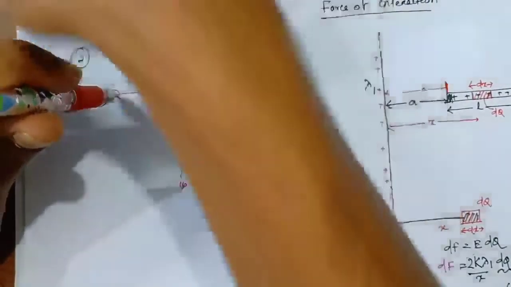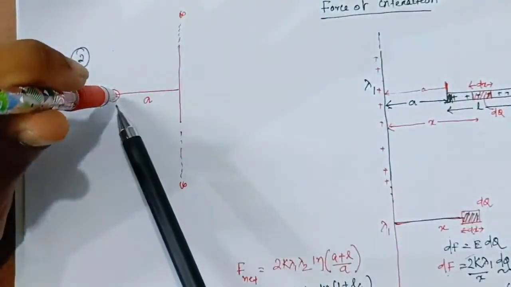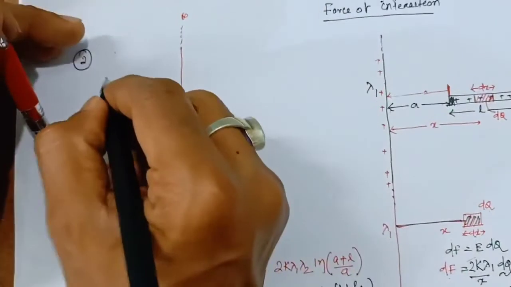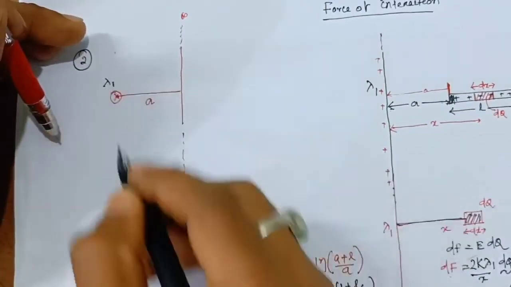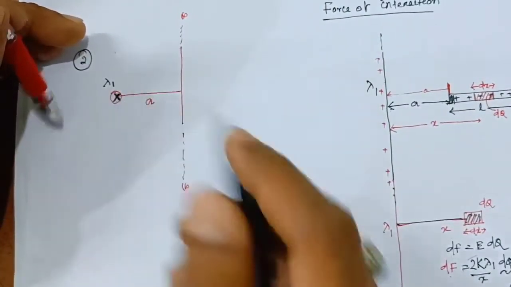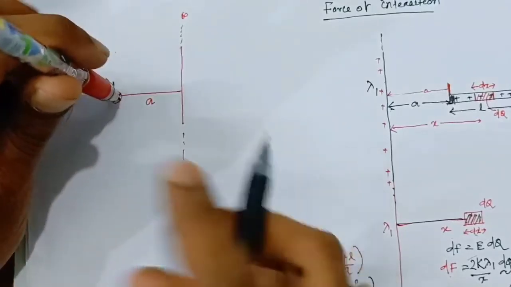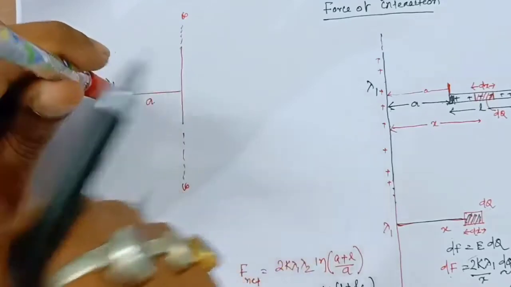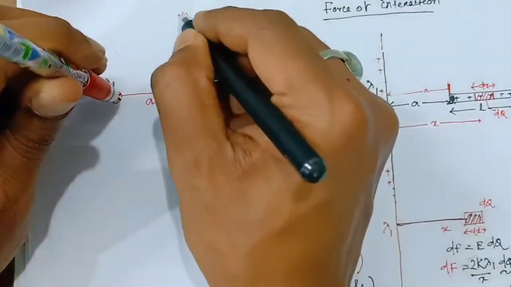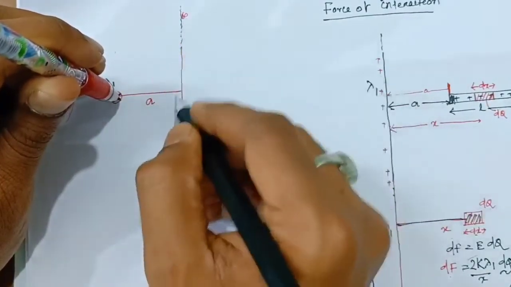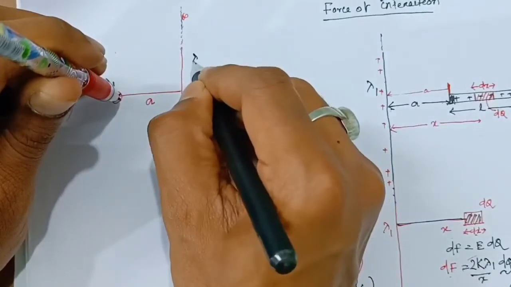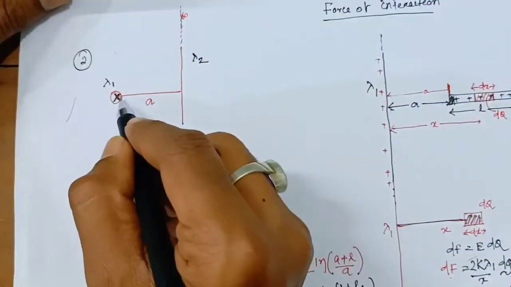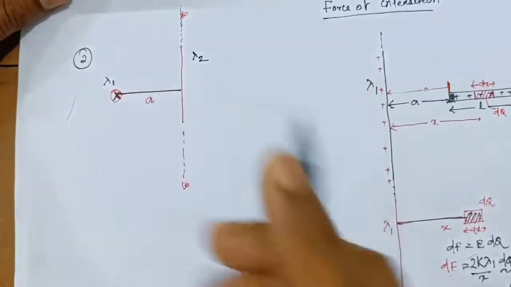A student has to visualize these things. This is an infinite rod having line charge, I will consider this rod having line charge lambda 1. Why am I given a cross mark? That indicates it goes like this, inside it goes to infinity, outside also goes to infinity. There will be another rod, exactly this rod having line charge density lambda 2. This is also an infinite rod, which is exactly separated by distance A.